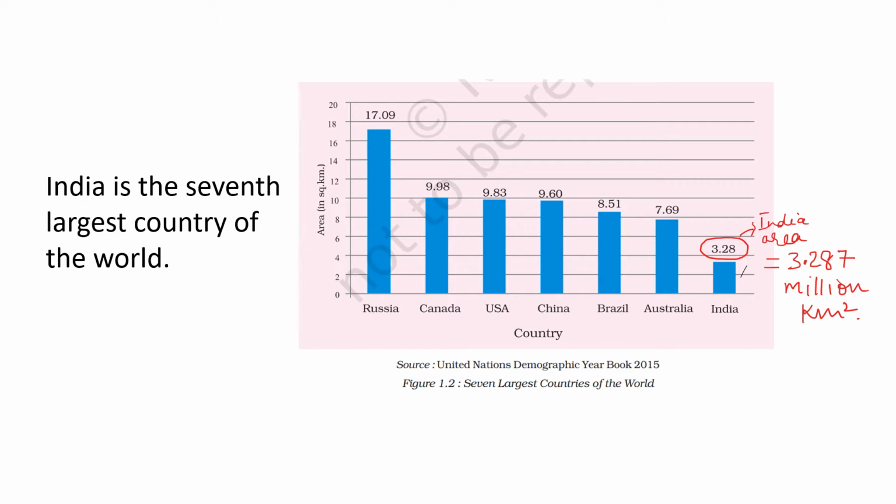The second important point is India is the 7th largest country in the world. The first largest country is Russia in terms of land area. Second is Canada, third is USA, fourth is China, fifth Brazil, sixth Australia, and seventh is India.